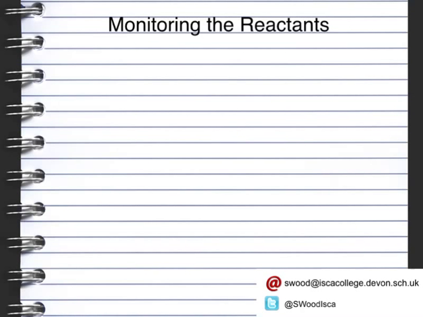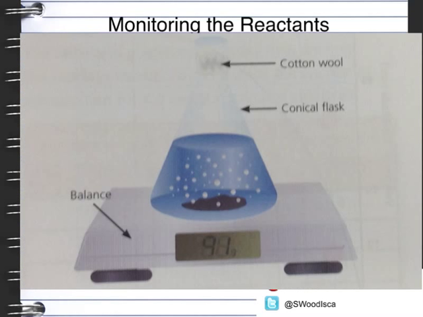Now, monitoring the reactants will give you the same information that you get from monitoring the products. It's just reversed. Now, if we look at how we can do this, we can see this equipment here. Again, we've got the conical flask, and this time, instead of being bunged, it's got cotton wool in. Here you've got the reactants, and then you've got the bubbles being given off as a gas.